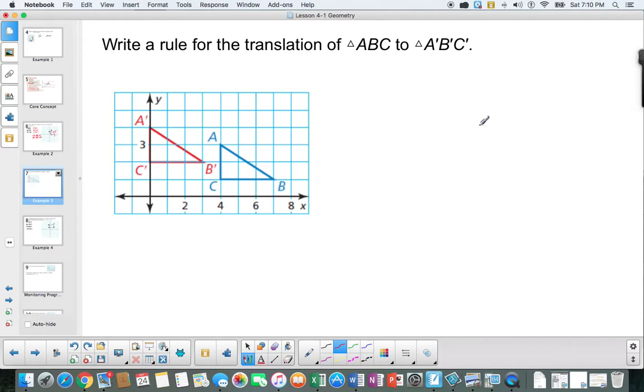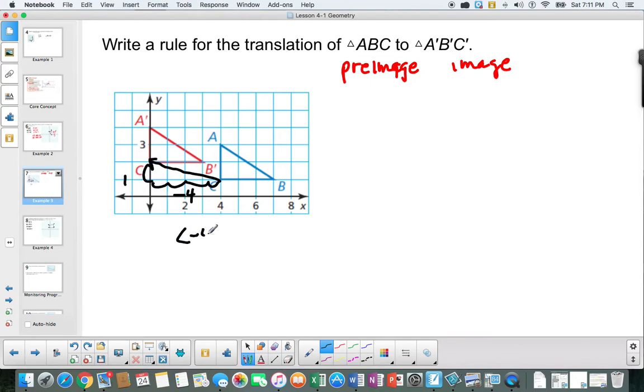Okay, let's write a rule for the translation from triangle ABC, which is called the pre-image, to the final, which is the image. Now I'm going to draw my vector, and let me do it in black here. And I'm going to do it with any one of the points, A to A prime, B to B prime, or C to C prime. And there's my vector. And notice that I'm going back 4 units and I'm going up 1. So this vector is going to be <-4, 1>.